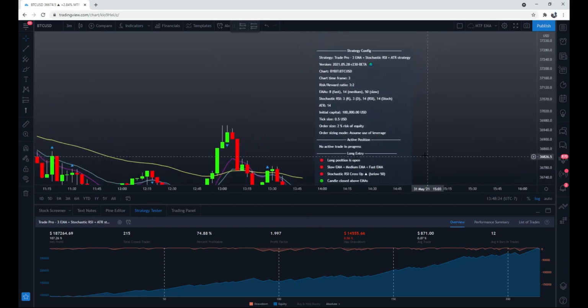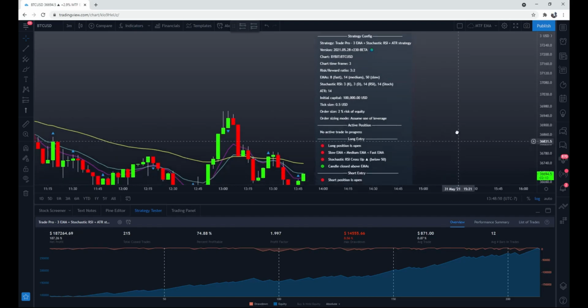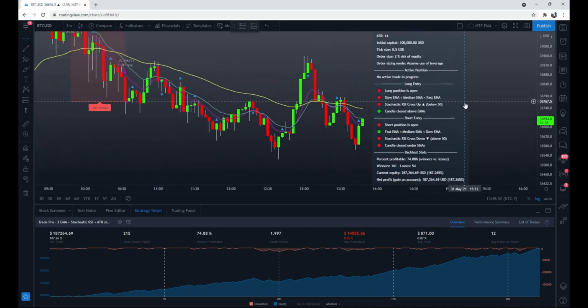Then we can see up above strategy configuration. So all the different settings that you have set for this script. So it'll say your time frame for the chart, the risk to reward ratio, it's 3:2, and then your EMAs that you have chosen, your stochastic RSI settings, ATR value, the capital that you're using on this backtesting data. So it's going to tell you a bunch of different things on there, and it's pretty useful.